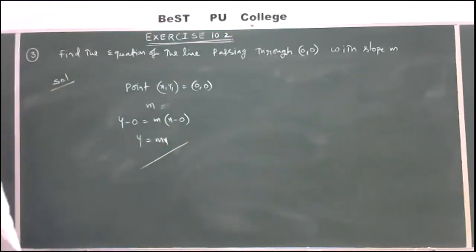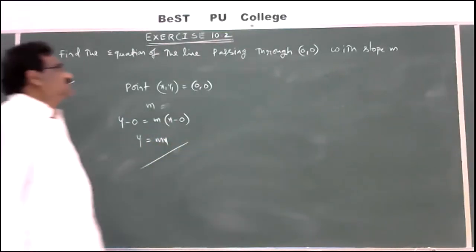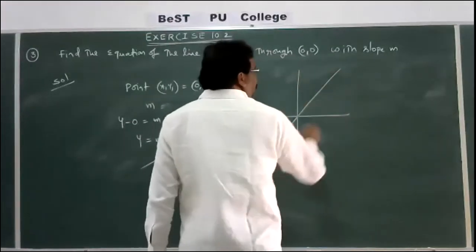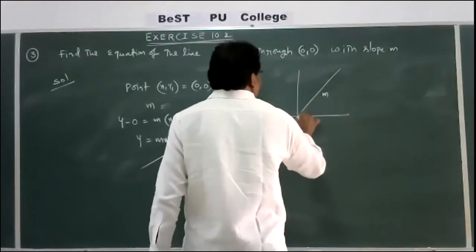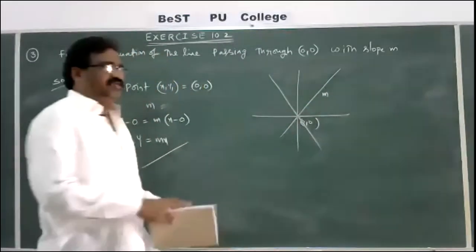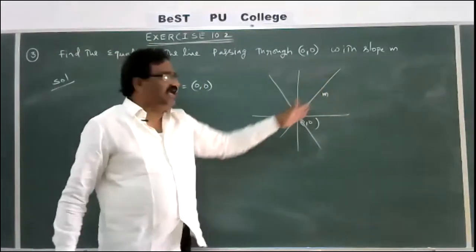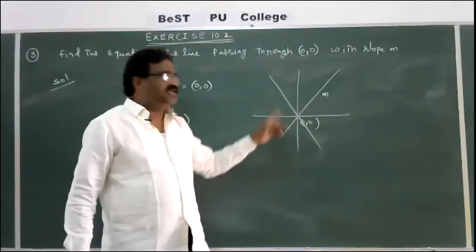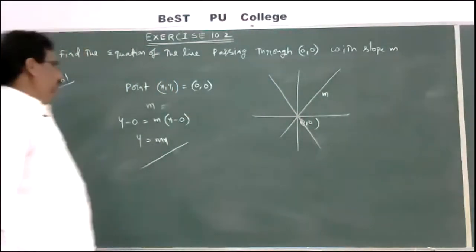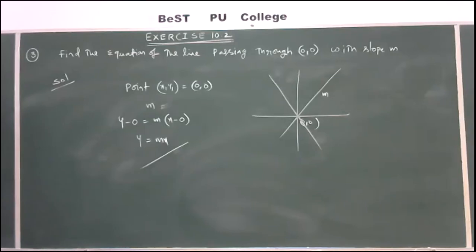Yesterday we discussed already the equation of the line passing through the origin and having the slope m. If m is positive, the line lies in the first and third quadrants. If m is negative, it lies in the second and fourth quadrants. So the equation of the line passing through the origin with the slope m is y is equal to mx.